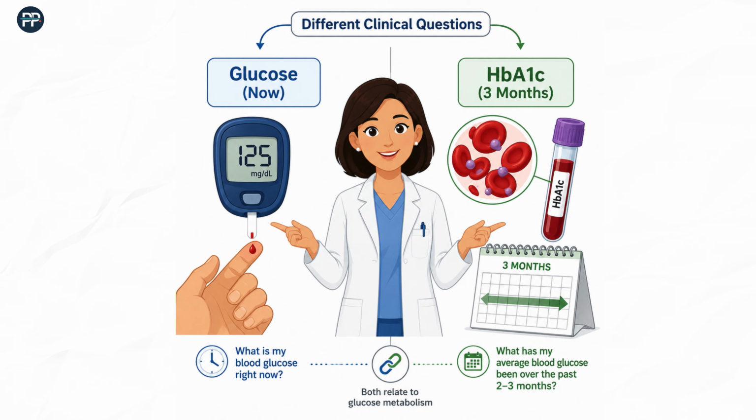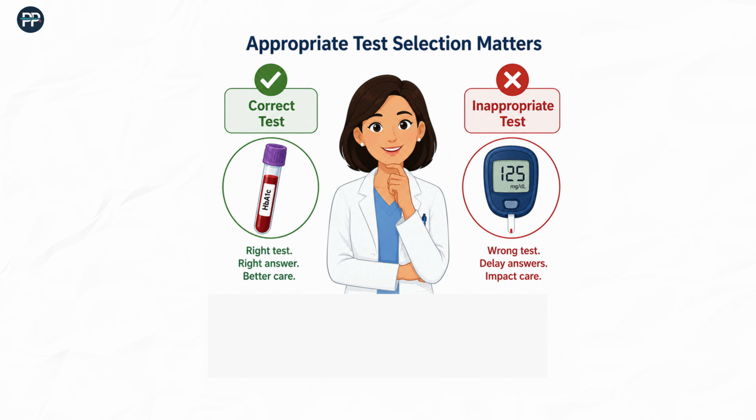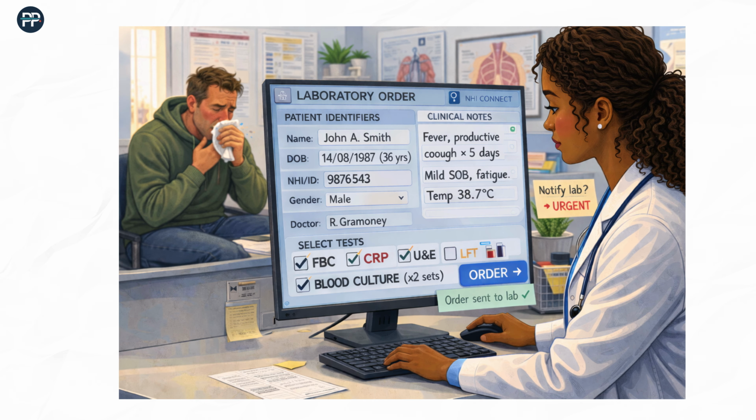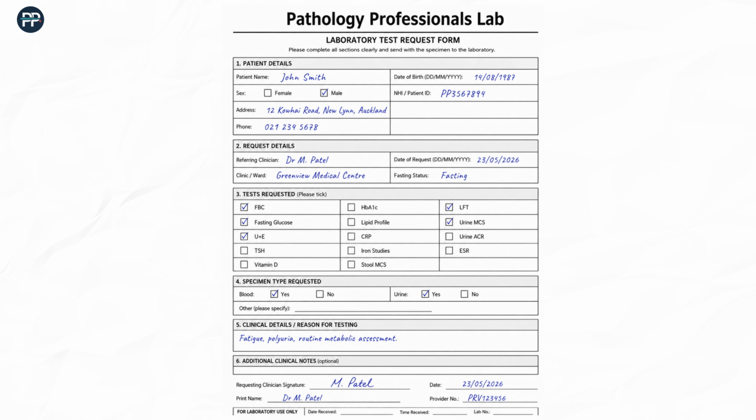So, appropriate test selection matters. The wrong test may still produce a technically correct result, but it may not answer the clinical question. And if the test does not answer the clinical question, it can delay diagnosis, create confusion, lead to repeat testing, or affect patient care. The clinician then orders the appropriate laboratory investigation, either electronically or on a manual request form.